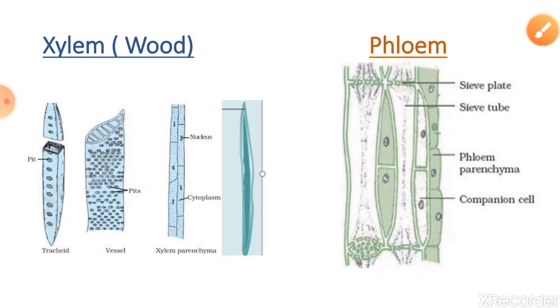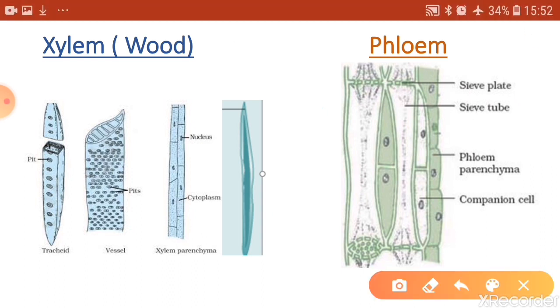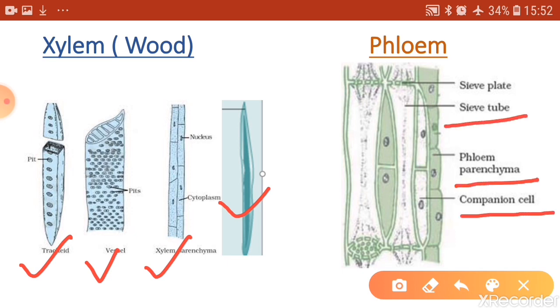To wind up, let us now differentiate between the two types of tissue. Xylem is commonly called wood, and it is made up of four elements: tracheids, vessels, xylem parenchyma and xylem fibers. Whereas phloem is made up of four elements called the sieve tubes, the phloem parenchyma, the companion cells and the phloem fibers.